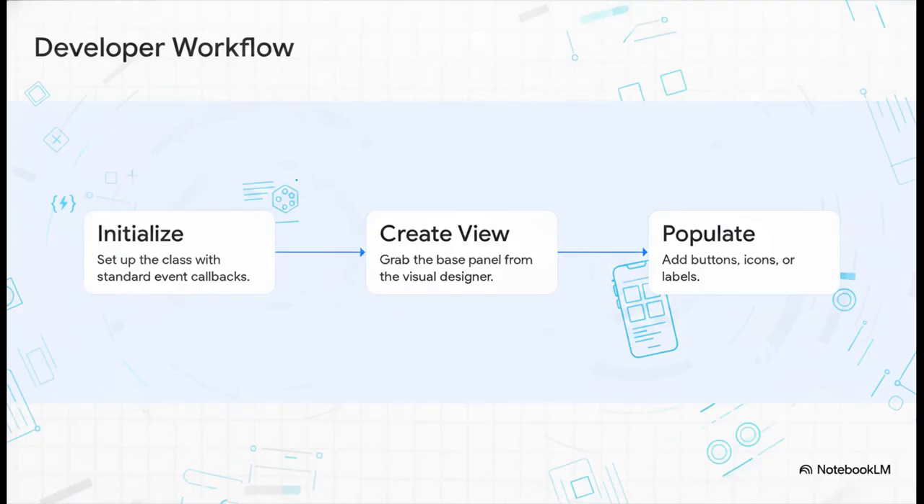Finally, Section 5, Under the Hood, looking at the actual B4X implementation. Let's talk about how this actually fits into your day-to-day coding workflow. It is a seamless 3-step process. First, the class is initialized with standard event callbacks. Second, Designer Create View grabs the base panel straight from your visual designer. And third, you populate the segment using some really simple methods at runtime. Contrast this incredibly short workflow with your typical boilerplate-heavy native Android or iOS complexity, and you can really see how straightforward integrating this into any standard B4X page truly is.